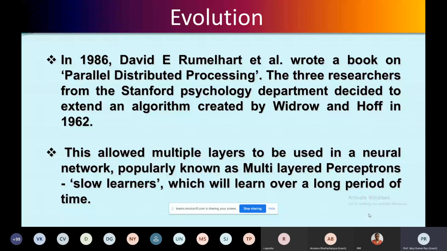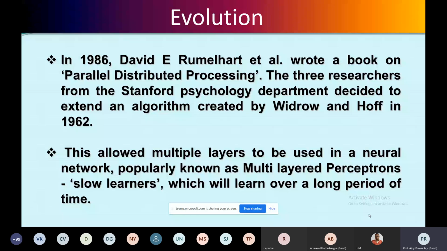Original book on, we used to call it PDP, Parallel Distributed Processing. And I used to tell my students that unless you study this book, you will not really get a feeling of what neural networks are. They were all from Stanford University, psychology department.